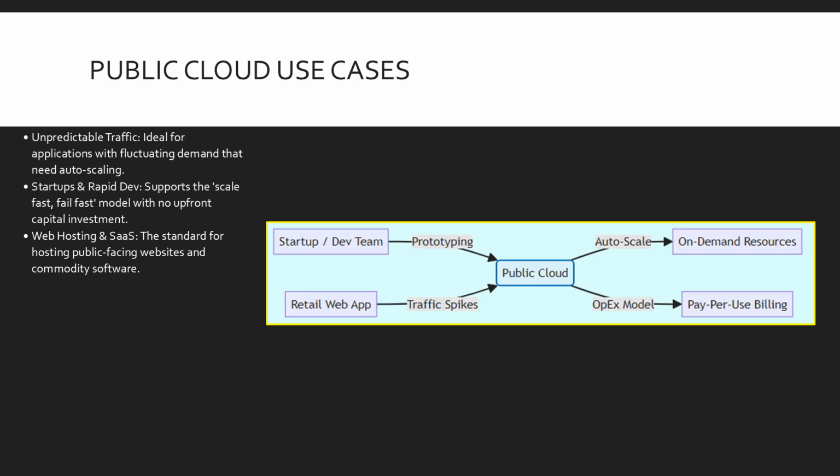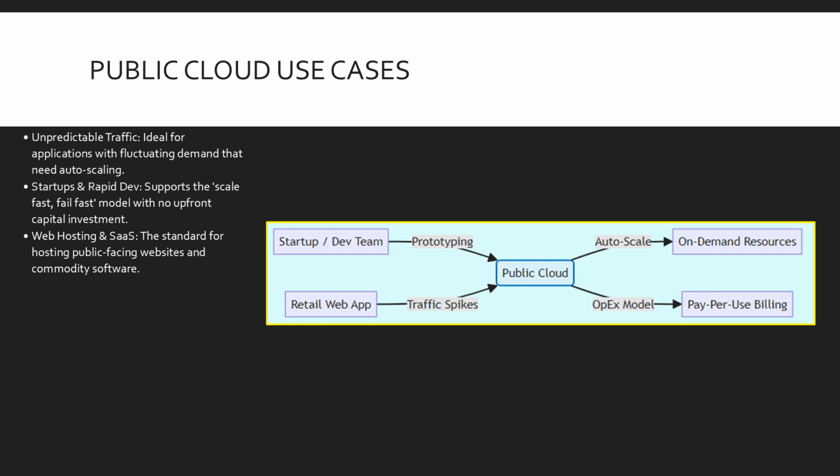When should you use the public cloud? First, it is the best fit for unpredictable traffic. Because the public cloud allows you to pay only for what you use, you can handle massive spikes in demand without paying for idle servers during quiet periods. Second, it is ideal for startups and development environments. It supports a scale fast, fail fast model where you can spin up resources in minutes to test an idea without buying hardware. Finally, it is the home of SaaS and public web hosting, where the provider manages the underlying infrastructure so you can focus on the application.